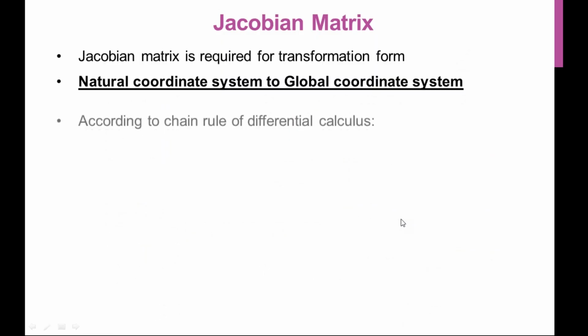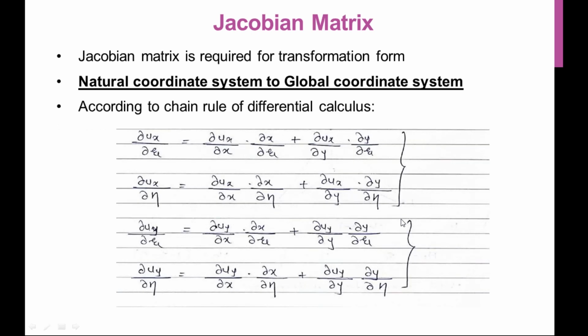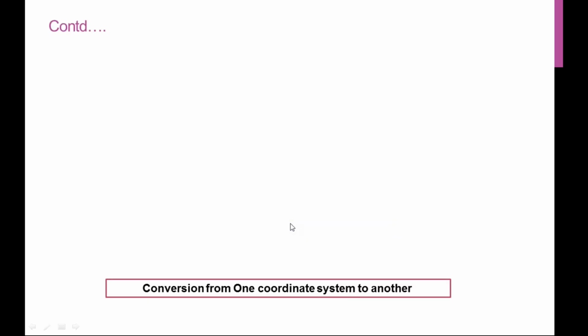This is the serendipity element. I'm just skipping this because that topic is already covered. Then we come to the Jacobian matrix. What is the significance or importance of the Jacobian matrix? Any wording can be used in a question paper, such as write down the significance or importance of the Jacobian matrix. The Jacobian matrix is required for the transformation from the natural coordinate system to the global coordinate system.